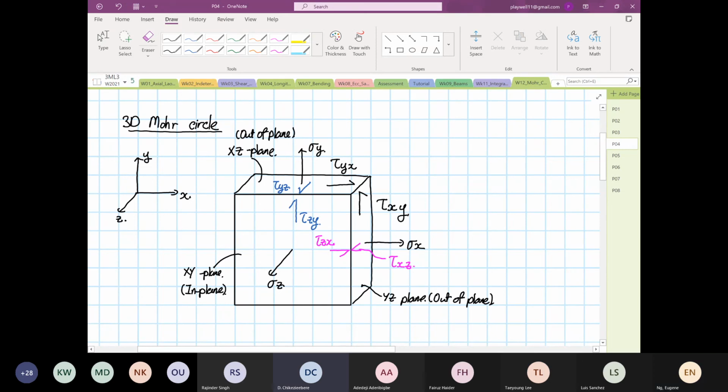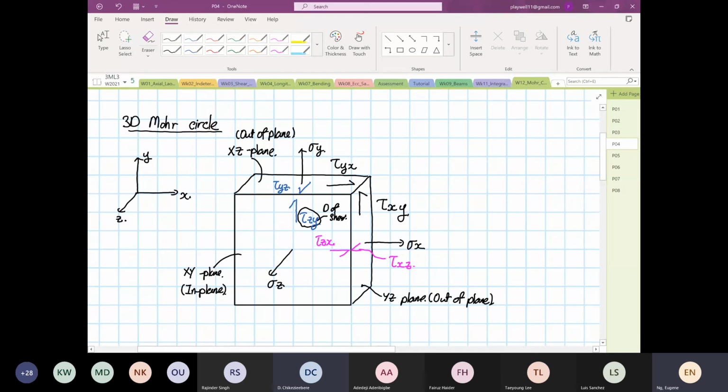Hello? Professor? Yes. Shouldn't it be tau YZ for the direction going up? Instead of tau ZY, shouldn't it be tau YZ? This one? Yeah. The shear stress is in Y direction or Z direction? It's in Y direction. There you go. So this is the direction of the shear.